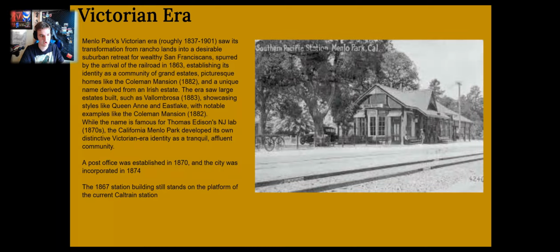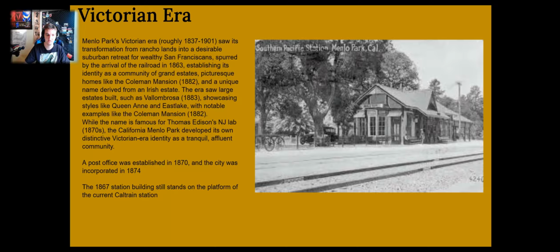The name was also made famous by Thomas Edison's New Jersey lab in the 1870s. If you don't know who Thomas Edison is, he's the inventor who invented the light bulb, as well as creating other inventions and machines here. Also, in 1870, the post office was established in Menlo Park, and the city was also incorporated in 1874.